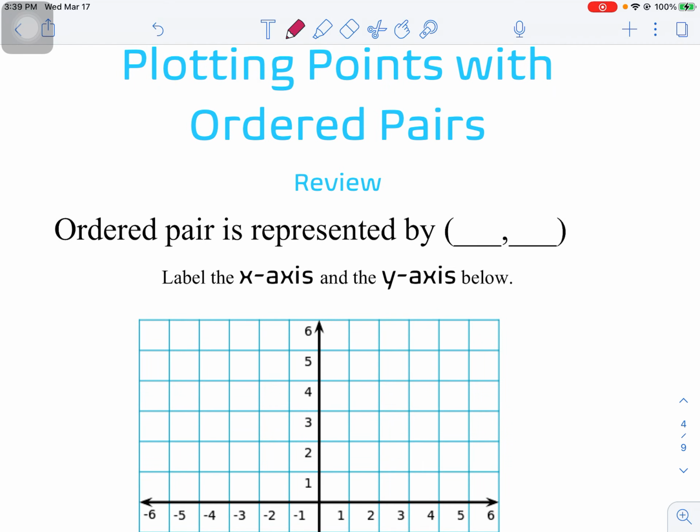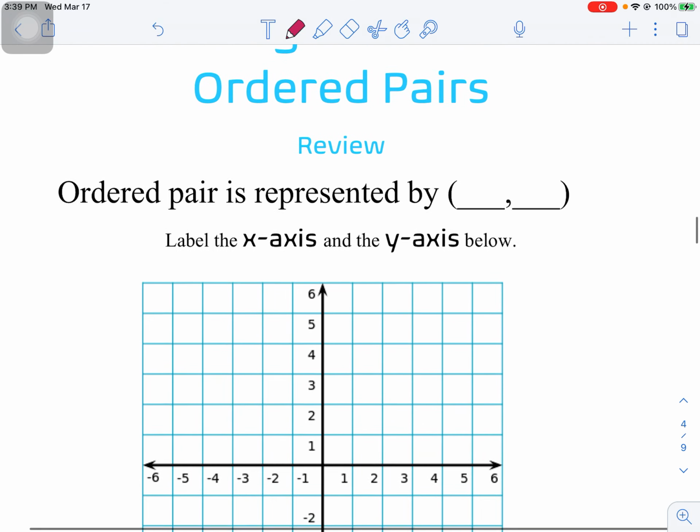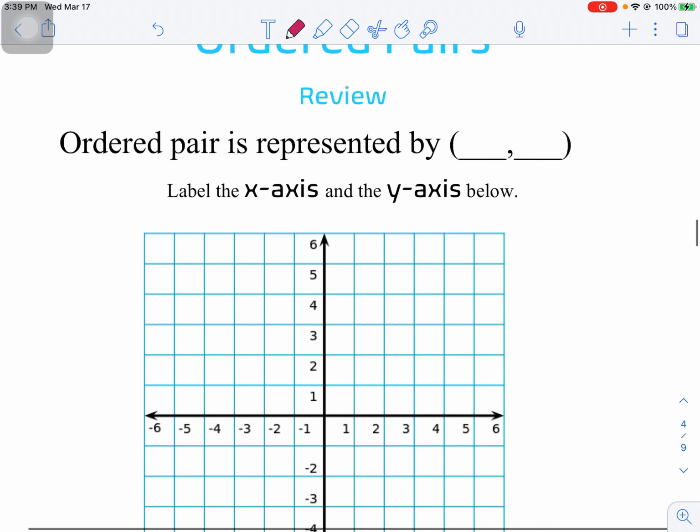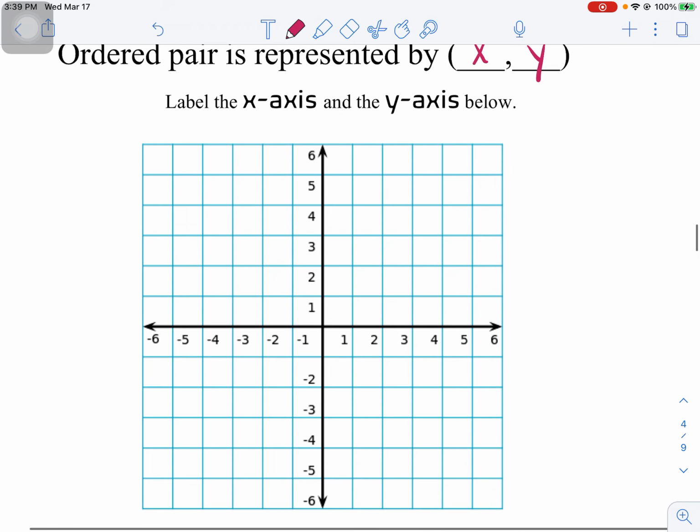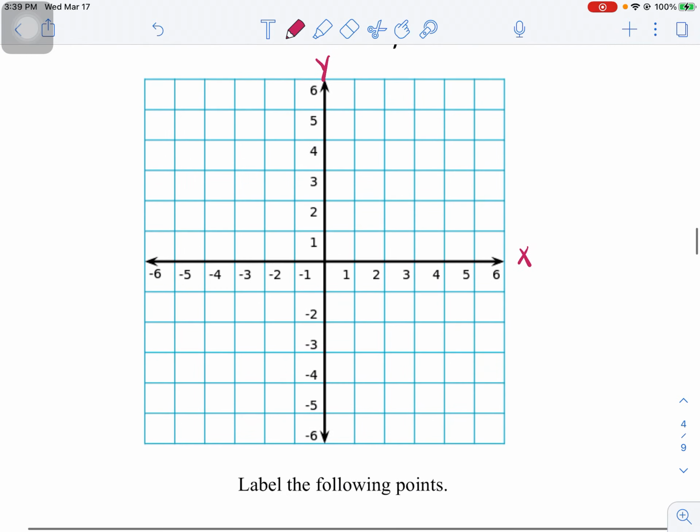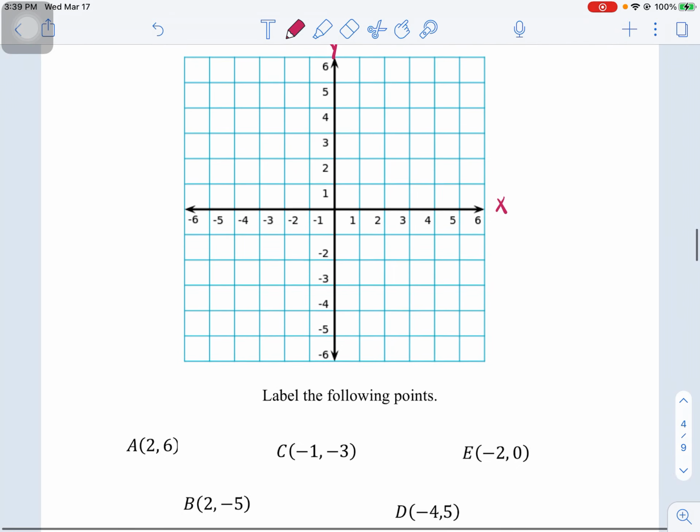All right, let's go to our next section, and this is plotting points with ordered pairs. And this is just a quick review. We're not going to go through every single one of these, but you do need to fill them out. So remember, ordered pairs represented by an X and a Y. In our situation of scatterplots, the X's are our independents, the Y's are our dependents. We've discussed that before. We want to label the X-axis and the Y-axis, and we're plotting some points.